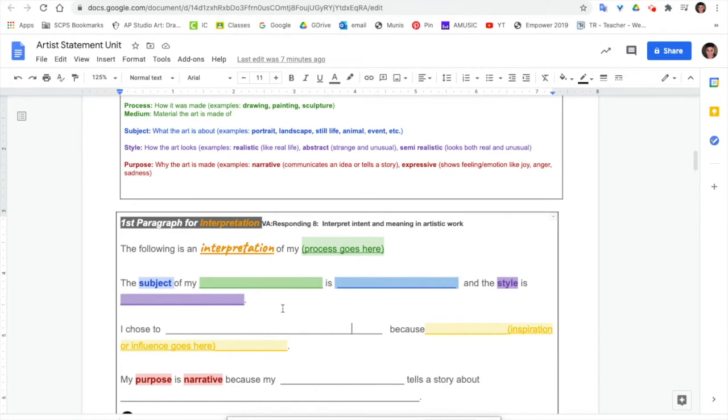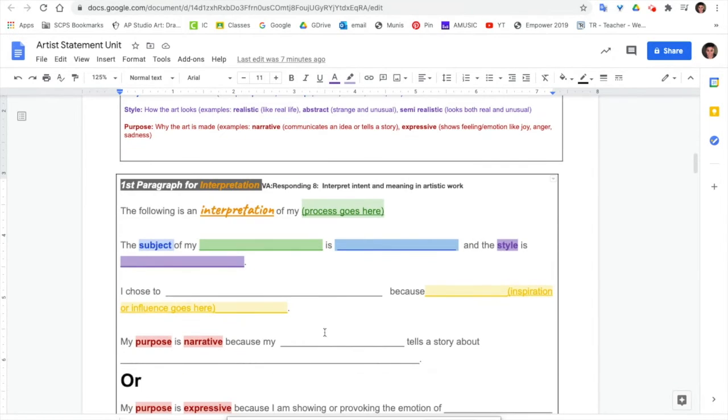And then along in this sentence, you can also include the style. Remember, we have to have these key words. You can't leave a subject and style out of your paragraph. You have to include those. The style is, and then you would give me one of these. Okay, if you did your plan sheet correctly, then you have your answers for this. You've already answered these questions. I chose to paint, draw, sculpt, whatever. You would answer that here because, and then whatever your influence or inspiration is. Okay, so you have to tell me why. Why did you make that particular choice?